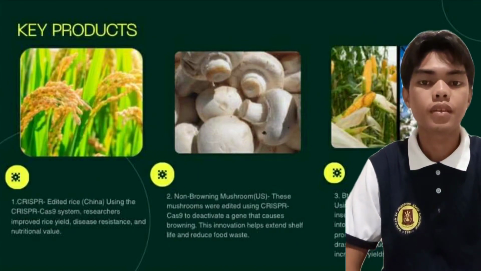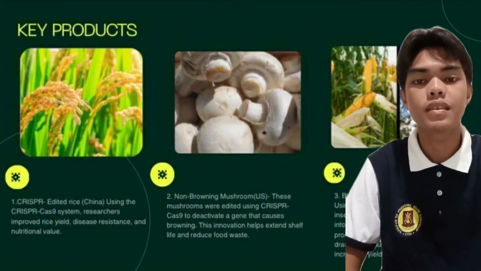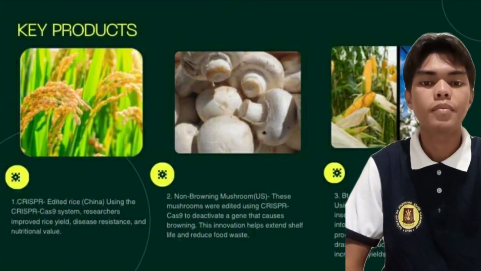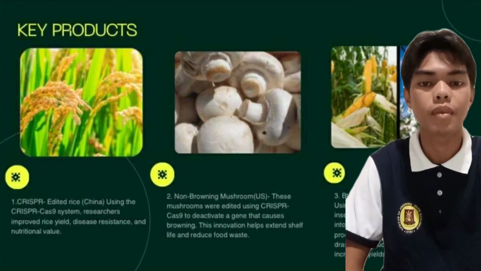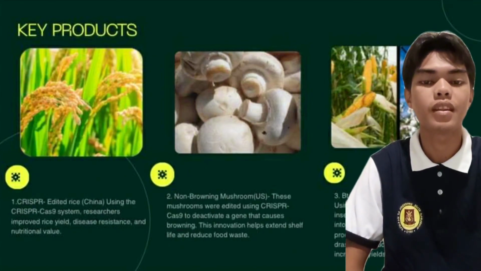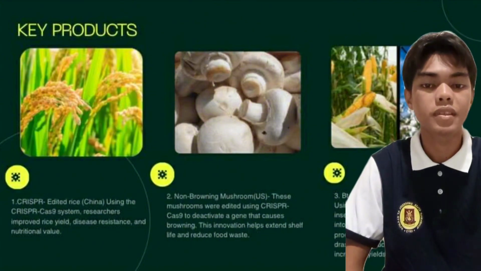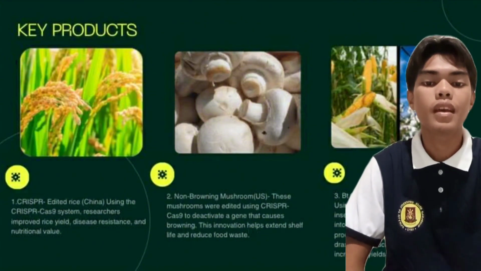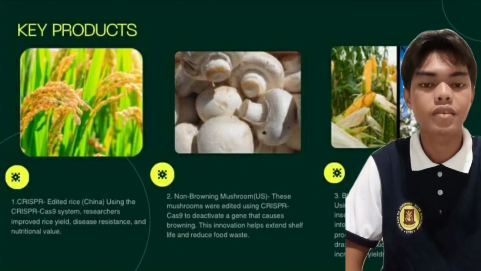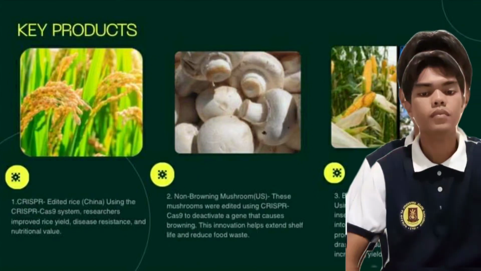CRISPR-Cas9 system, researchers improve rice yield, disease resistance, and nutritional value. One of the important results of this study is the discovery of the lesion mimic mutant, or the LMM. This LMM will develop a black spot even when there is no presence of pathogen. That is the reason why scientists used CRISPR-Cas9 to cut those specific genes that create black spot and also edit those genes that suppress defense to make rice resistant to rice blast.